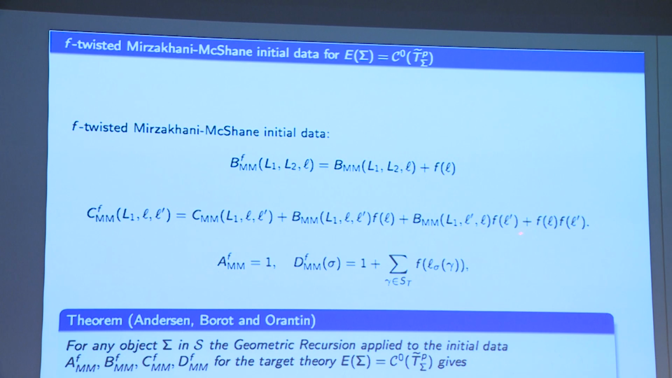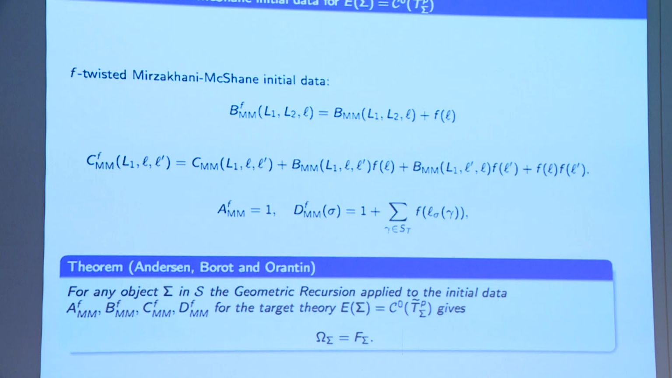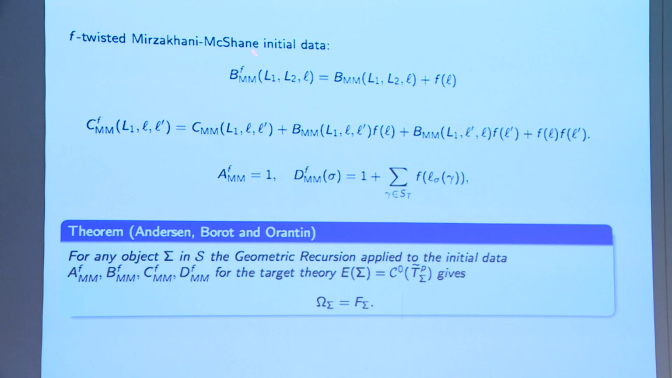And so you take A_F to be 1, and you take D_F to be 1 plus the result of summing over the simple closed curves on the torus. And so the theorem, which is less trivial, is that when you apply the geometric recursion to this initial data here, you get exactly this function here.